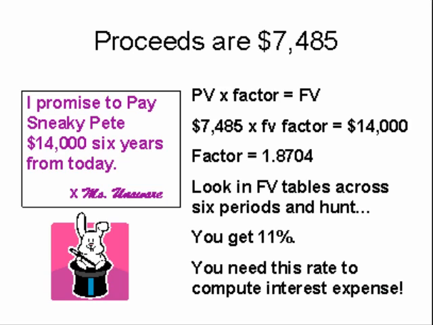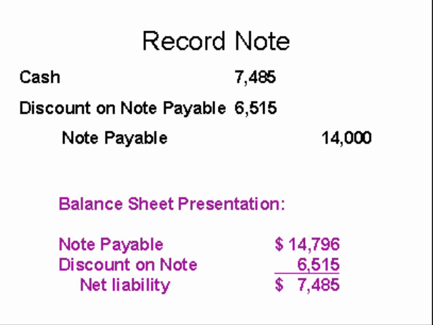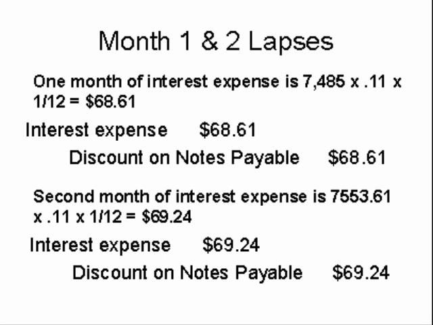That's right, you've got to solve for the factor, go look in the future value tables under 6 periods, and you find 11%. Now you can calculate the interest. Record your note. There's your unearned interest over the life of the note in your discount account. There's your net liability, which starts out as proceeds and then grows. Here's your interest expense.